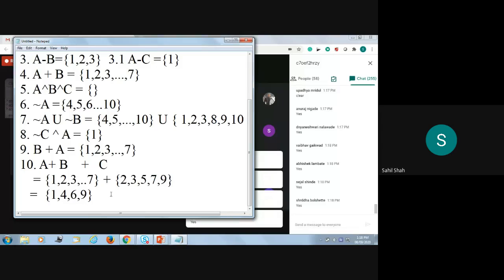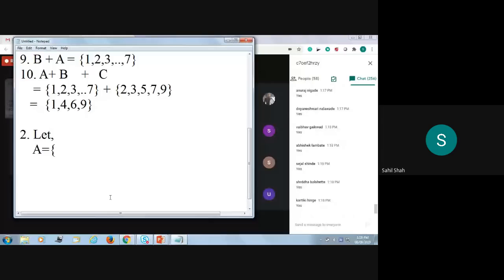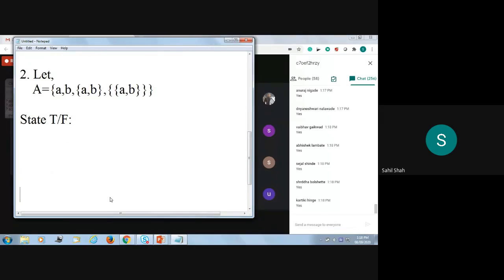One more question for you, not related with this, something different. If this is clear. Number two: let A equal to {a, b, {a, b}, {a, b}}. State true or false. This is given to you.